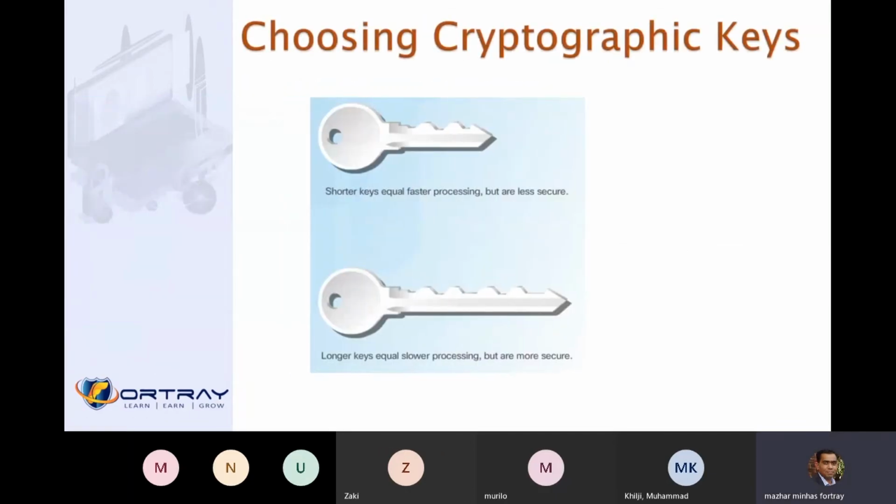How can we choose the key? Shorter key, faster the process. As we said, if the key length is small, of course it will be easier to process. But the issue is it's less secure. If you're using a 56-bit key length, for example, it is a much faster process, less CPU intensive. However, it is less secure on the other side.